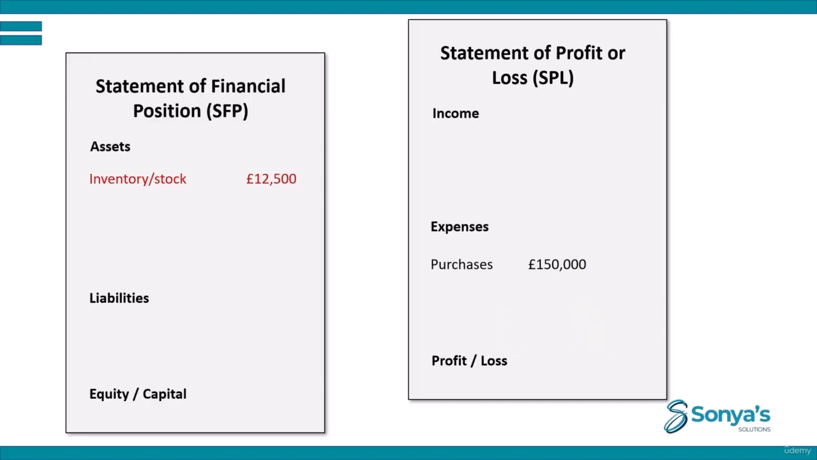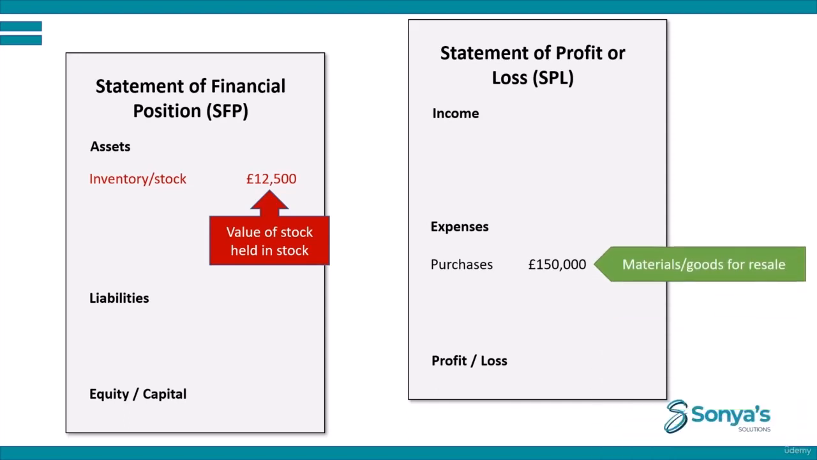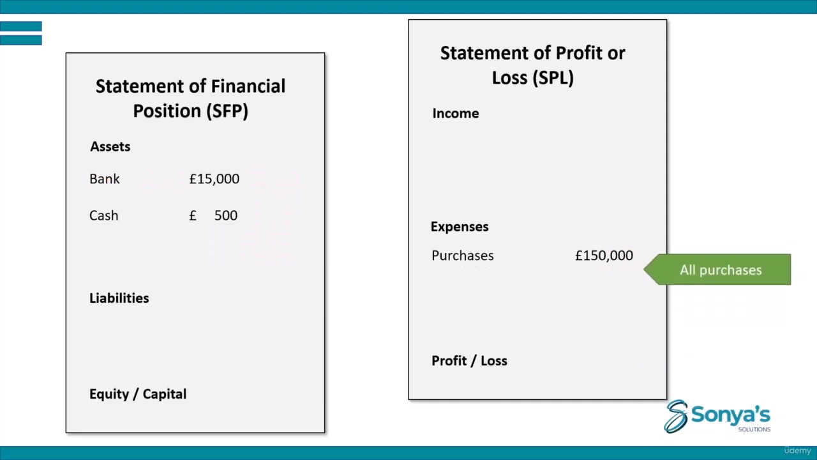It's quite different to the inventory or stock asset account, which is used to show the value of stock held on the day that the statement of financial position is prepared. So in this example, the business has spent £150,000 buying stock throughout the year, and only £12,500 worth remains in stock. You'll only use the purchases account when beginning to learn double entry bookkeeping. We record all stock purchases in the purchases account.